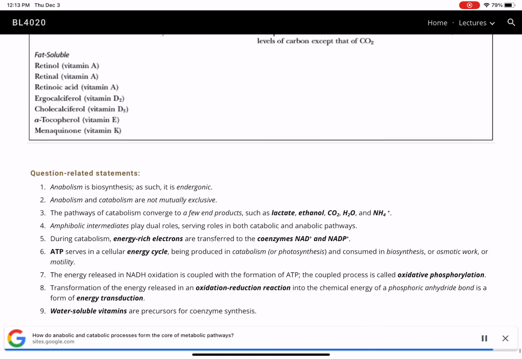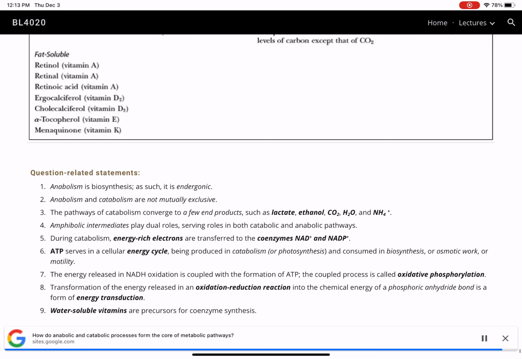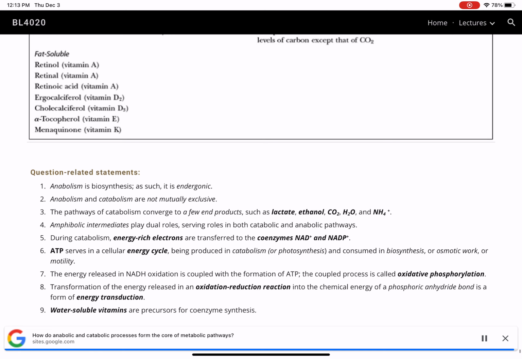The coupled process is called oxidative phosphorylation. Transformation of the energy released in an oxidation-reduction reaction into the chemical energy of a phosphoric anhydride bond is a form of energy transduction. Water-soluble vitamins are precursors for coenzyme synthesis.